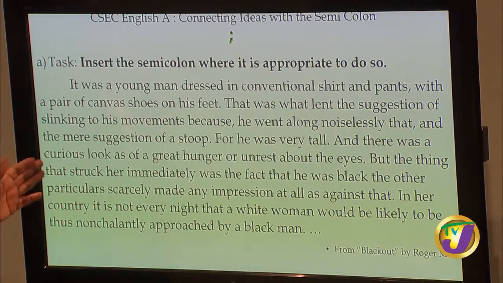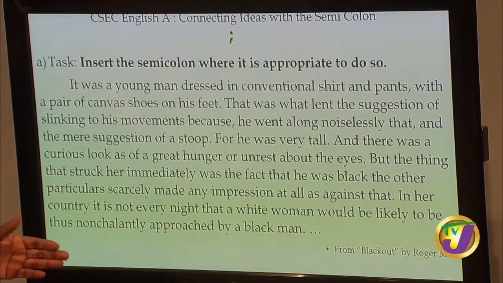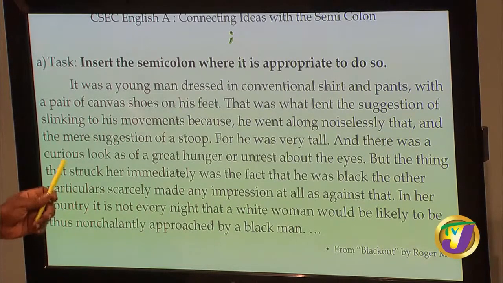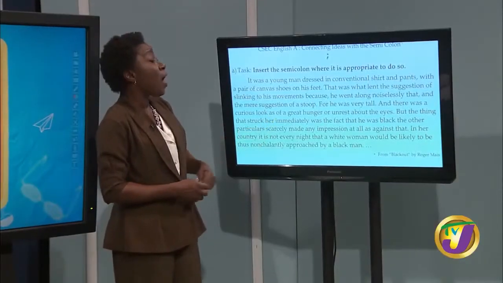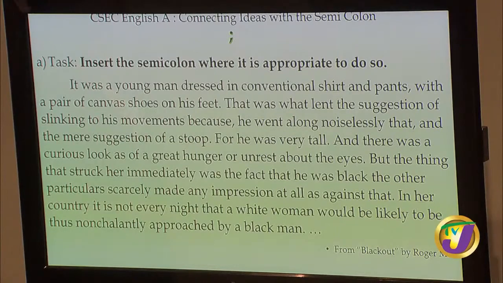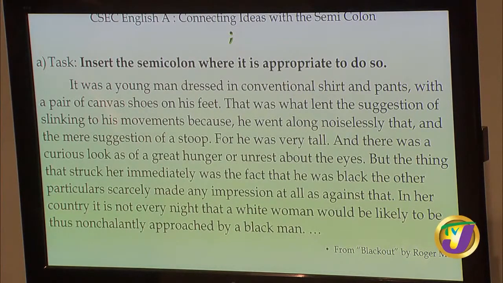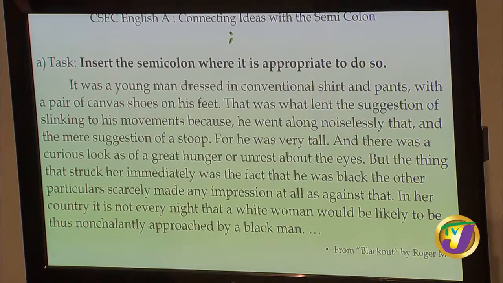That and the mere suggestion of a stoop. And there was a curious look as of a great hunger or unrest about the eyes. So that's okay. But the thing that struck her immediately was the fact that he was black. The other particulars scarcely made any impression at all as against that. So let's go to the answer.